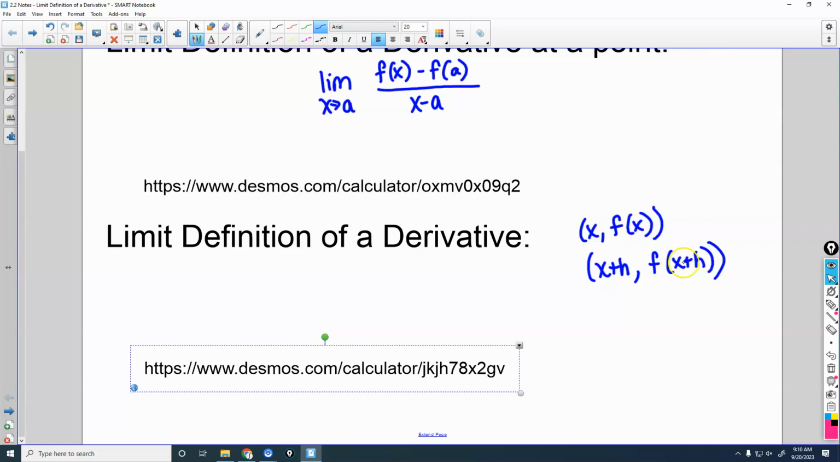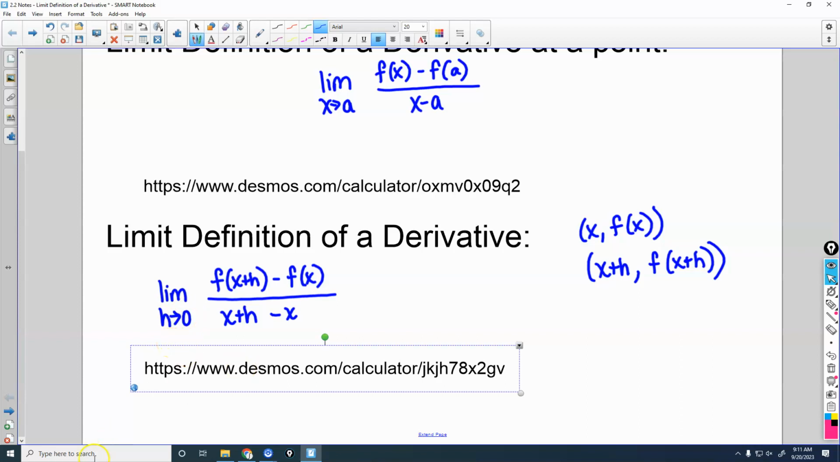So if I do the slope formula for this, it would be f of x plus h minus f of x, those are my y coordinates that I'm subtracting, divided by x plus h minus x. And what I'm doing here is I want that h, that difference between the x and the x plus h, I want it to get smaller and smaller. It's that little green line that I just showed you. We want that to get smaller and smaller because we're getting closer and closer. So this will be the limit as h approaches 0.